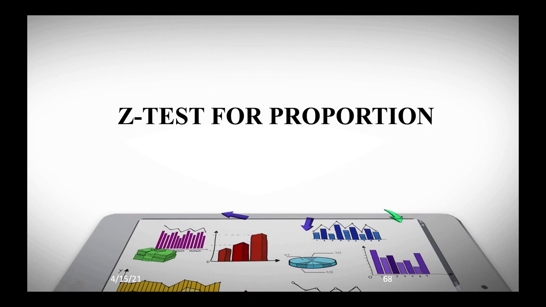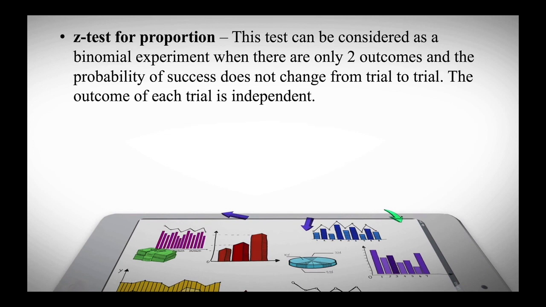For this presentation, we will discuss all about the z-test for proportion under the one population hypothesis testing topic. Okay, so let's start our discussion. Z-test for proportion is a test that can be considered as a binomial experiment. When we say binomial experiment, we are expecting two possible outcomes.